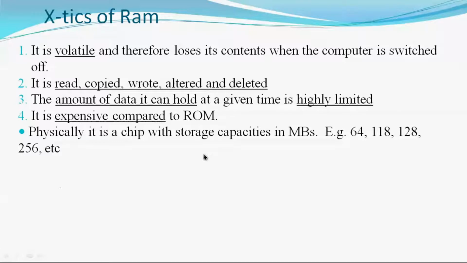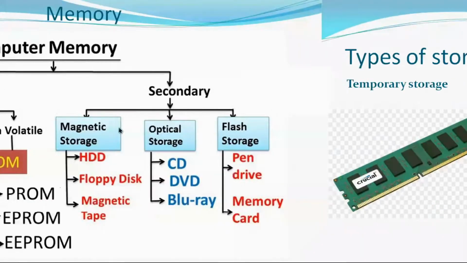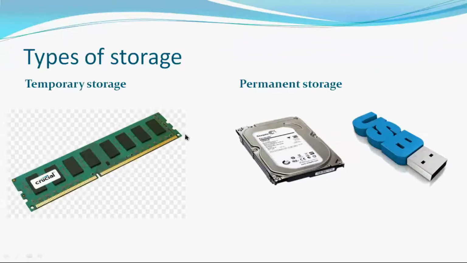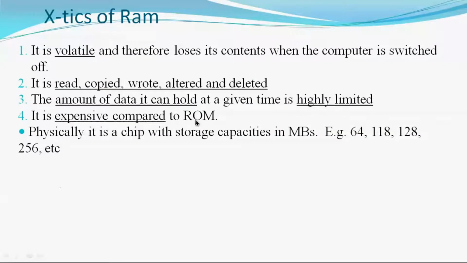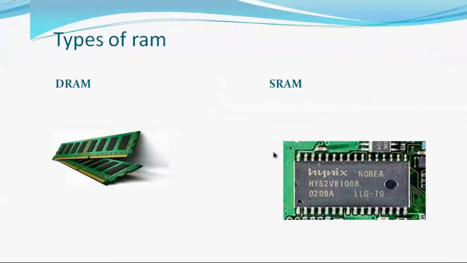Then physically, it is a chip, just like I showed you in the previous image. I'll show it to you again. Physically, it is a chip like this one, the one I'm showing you here. That is how the RAM looks. Its appearance is also a characteristic, and it has storage capacities in MBs, GBs, or even TBs, depending. So we have 64 MBs, 2 GB, 8 GB, 4 GB. There are so many in the market, okay? So those are the characteristics of RAM.